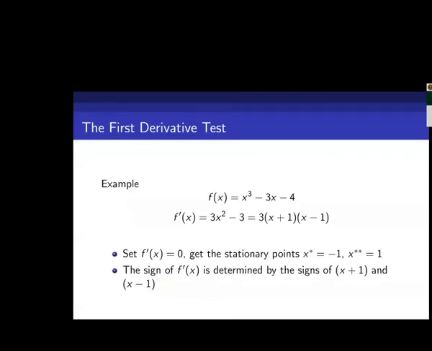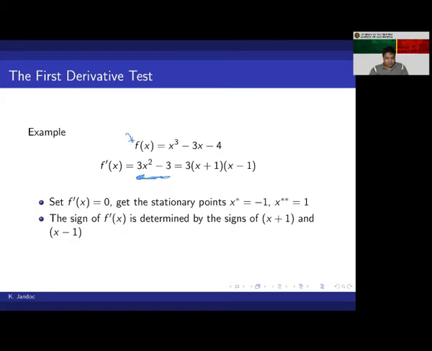So now let's go to an example. Suppose we have this function f of x is equal to x cubed minus 3x minus 4. Now we get the derivative of this function with respect to x. So we have 3x squared minus 3. When you factor out 3 and solve for x squared minus 1, you come up with the expression 3 times x plus 1 times x minus 1.